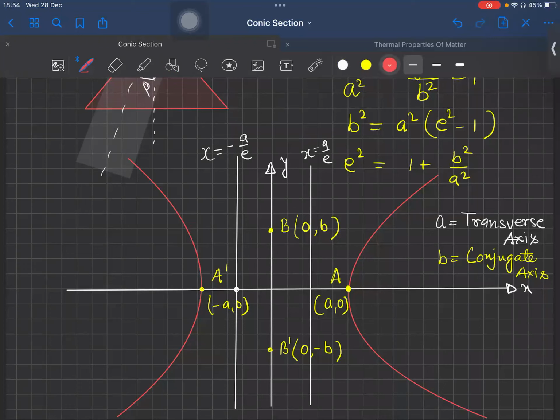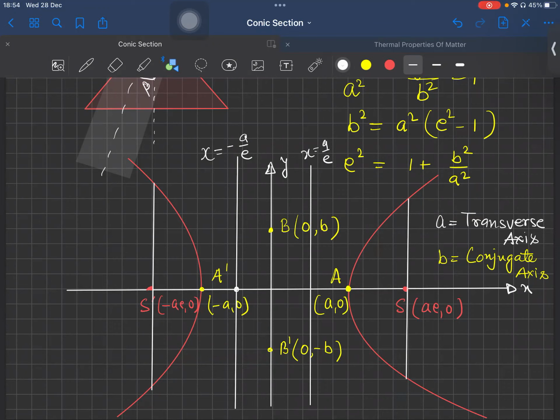Latus rectum. So first let's write down the focus. So this is the focus F, or S. We are writing S as focus, right? So let's write S. S is AE comma 0, and so here it will be S dash, minus AE comma 0. Now the chord that passes through focus and is perpendicular to the axis is called latus rectum. So these two are the latus rectum.